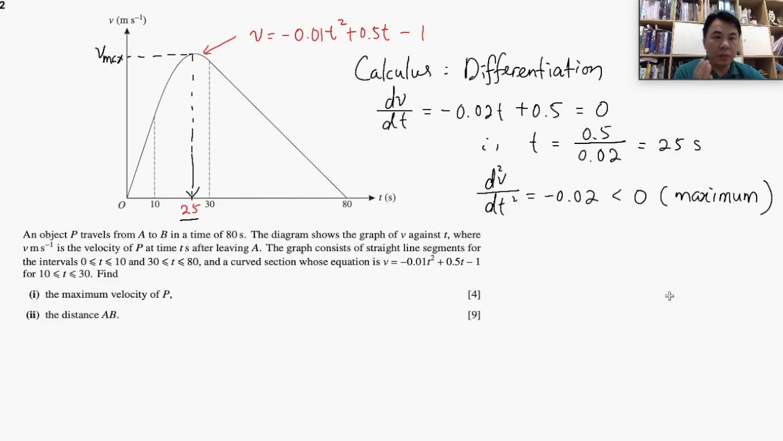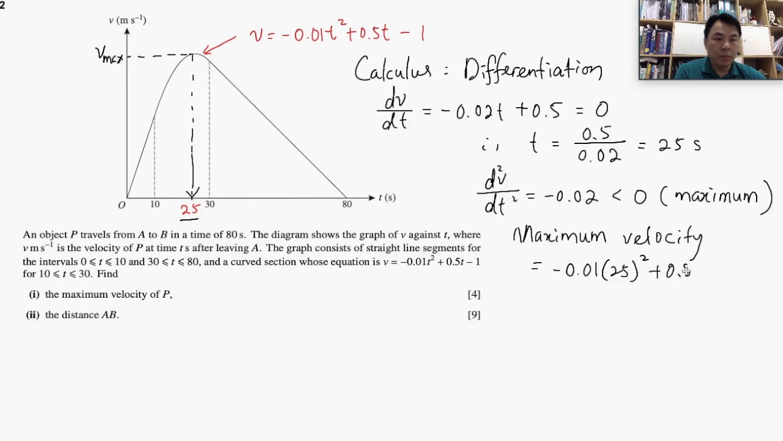Now we are ready to figure out what the maximum velocity will be at time t equal to 25 seconds. The maximum velocity is given by this value here when the time is 25 seconds. So I'm going to substitute that.